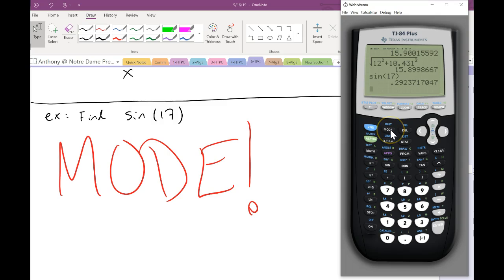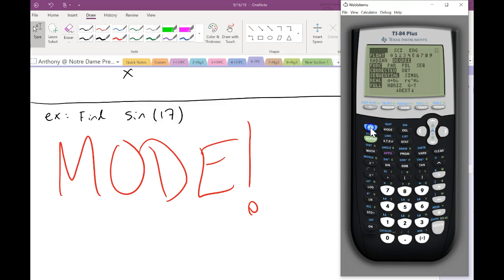So locate the mode button, which is right next to the blue second button. Notice the third option is between degrees and radians. What mode should our calculator be in if we want to find sine of 17? Degrees. So let's go ahead and change that. Move your cursor to where it says degrees and press enter to change it into degree mode.